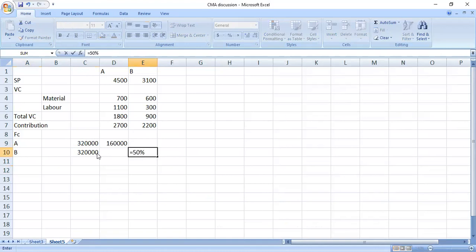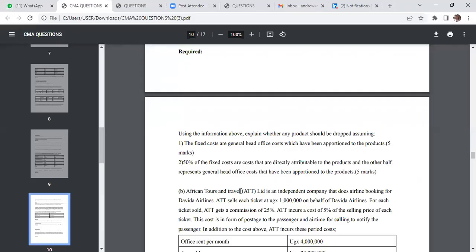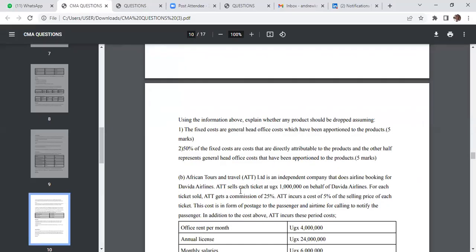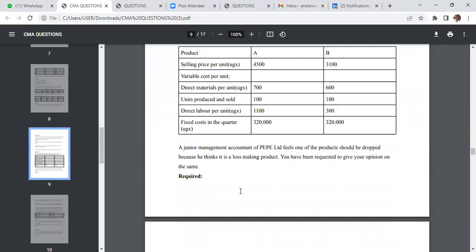50% of that. So then you can now obtain our loss or our final profit. Unfortunately, I don't think we're given the total units that were produced. I think we were. Okay, they were given. Have I shared the question? Yeah.